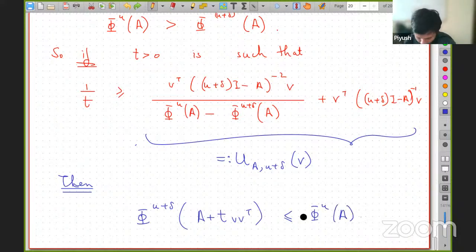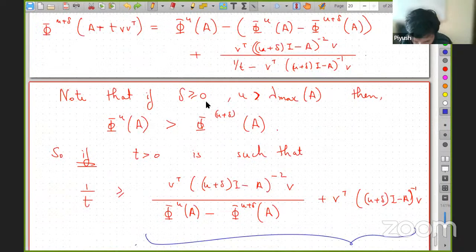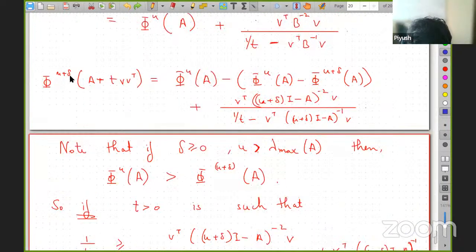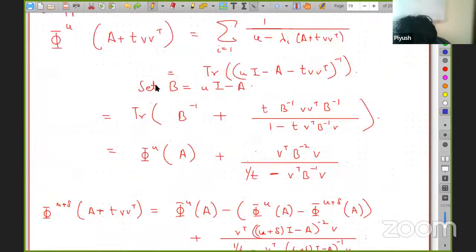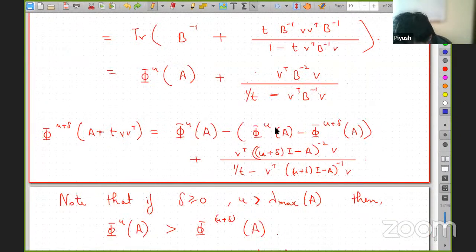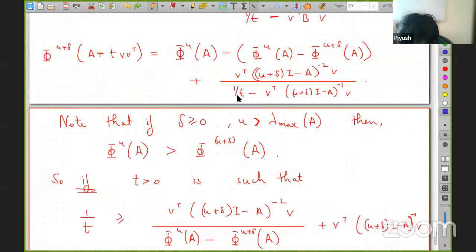So let us see what we did. We got this expression with u plus delta. So we have increased the threshold slightly, and also done a rank 1 update. And then we're saying that now if we look at this phi of ua minus phi of ua minus phi, this expression is just coming from the previous one, and now we have this t. So just notice what is the condition that this should be less than this. So everything here should be negative.